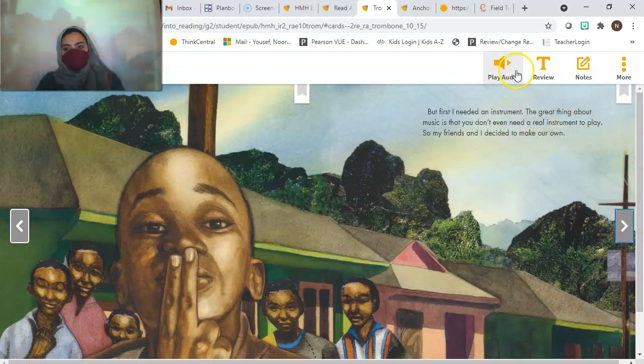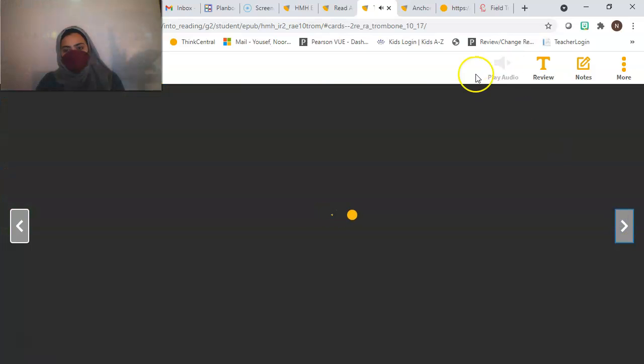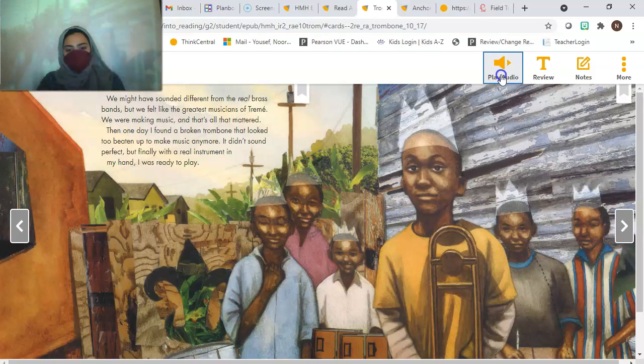All right, let's read. But first, I needed an instrument. The great thing about music is that you don't even need a real instrument to play. So my friends and I decided to make our own. We might have sounded different from the real brass bands, but we felt like the greatest musicians of Treme. We were making music, and that's all that mattered.